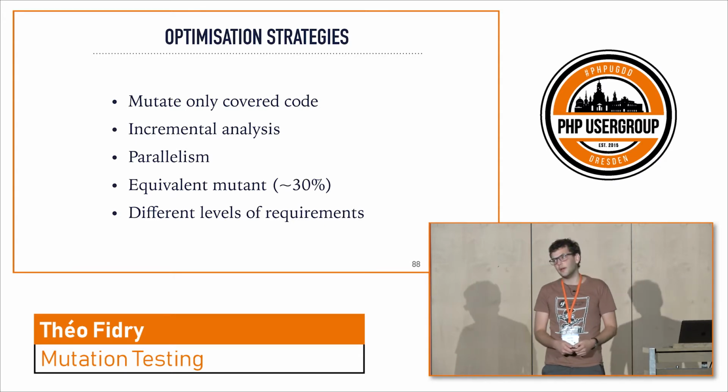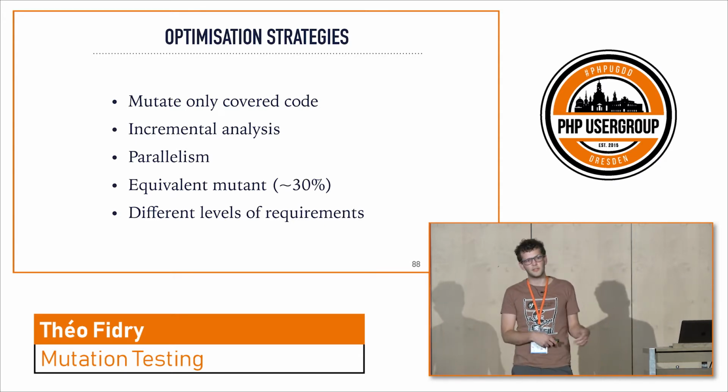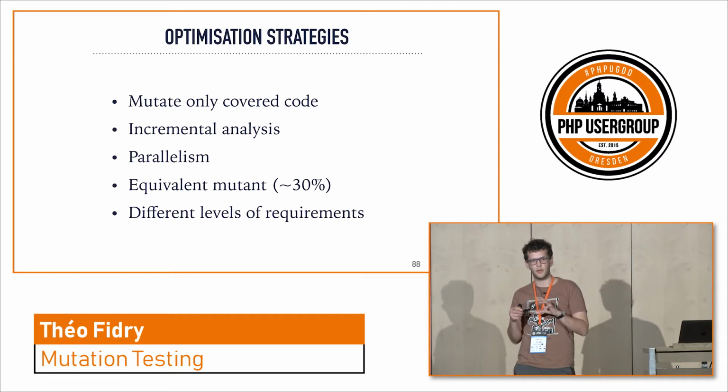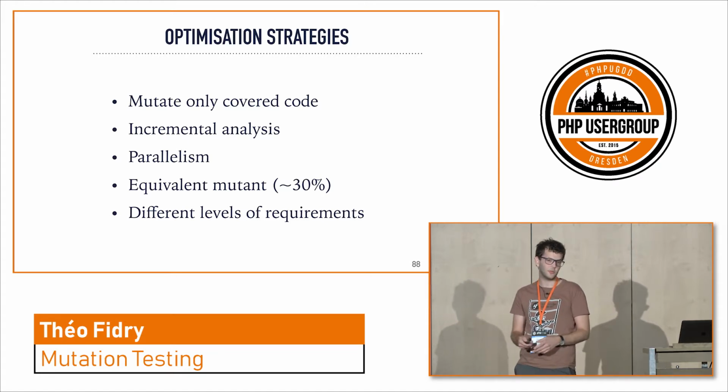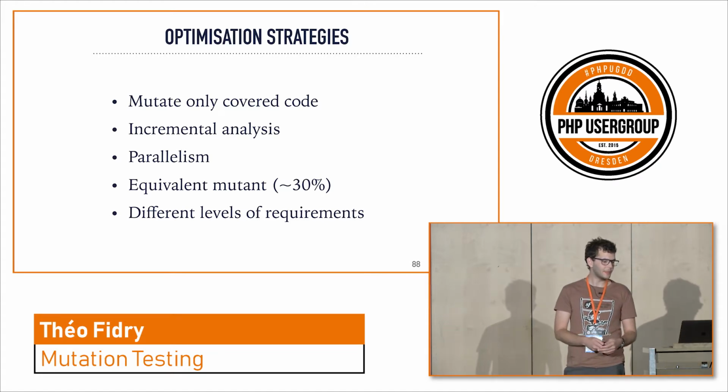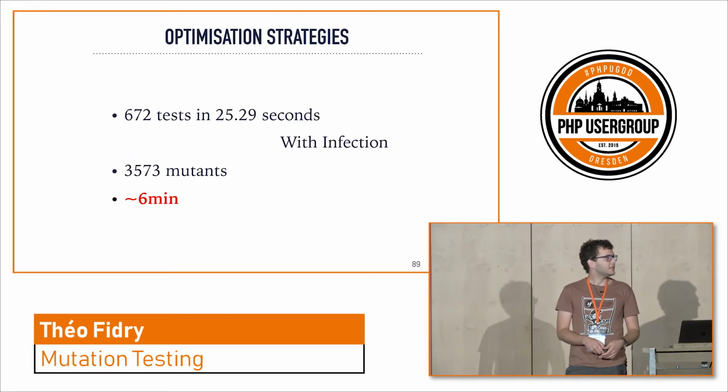And different levels of requirements, it's related to the profile. So it's the idea that you don't necessarily want to be super strict about your product everywhere. For example, some parts of your code you want to be super strict about, and some parts you don't care much about, so you don't want to be as strict with them. So Infection implements a few strategies. So we got to the 6 minutes with them.